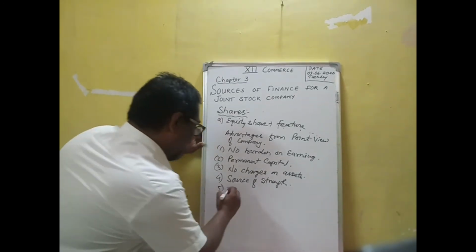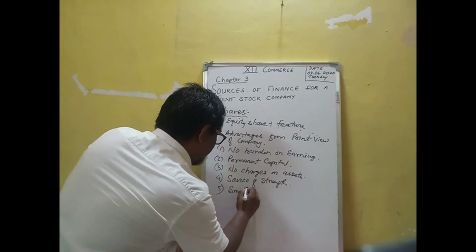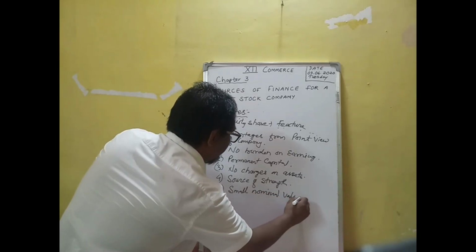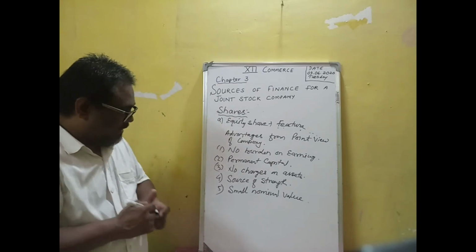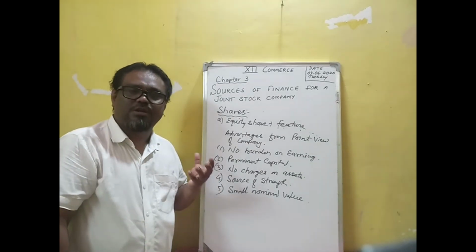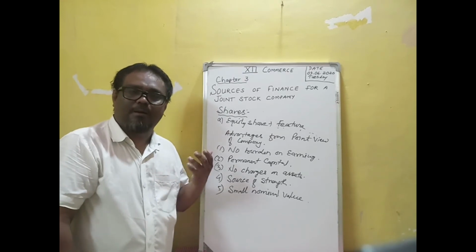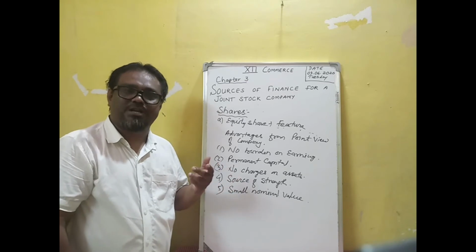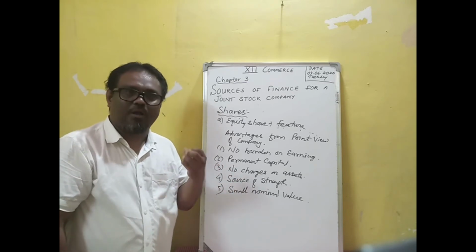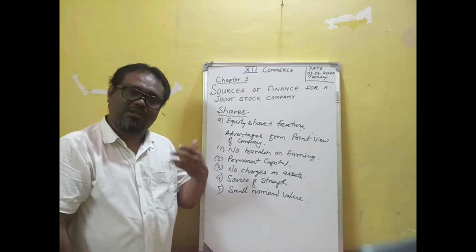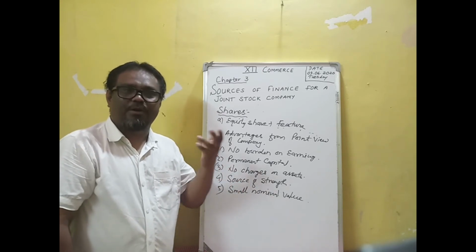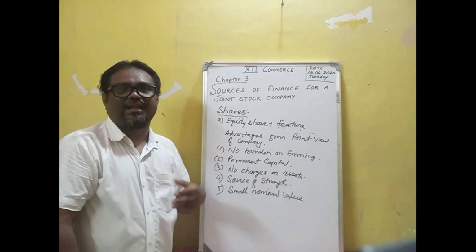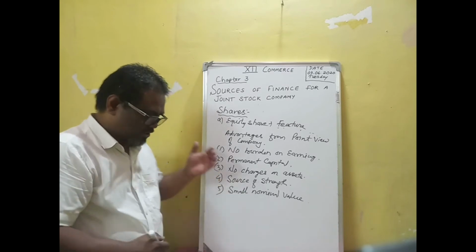Next, small nominal value. The value of each share is very small. So every investor who likes to invest in the company can buy the shares. It attracts even small category people, those who are earning less, because the value of the share is less than the debentures or the preference shares.